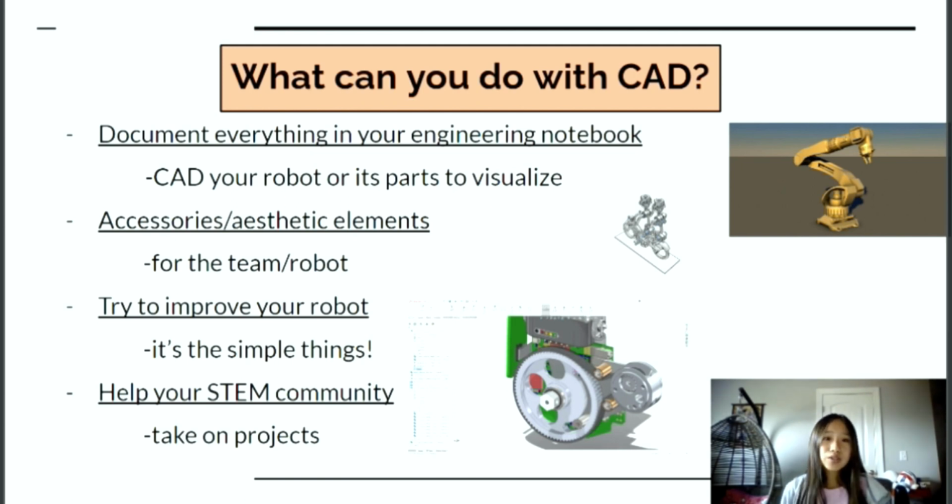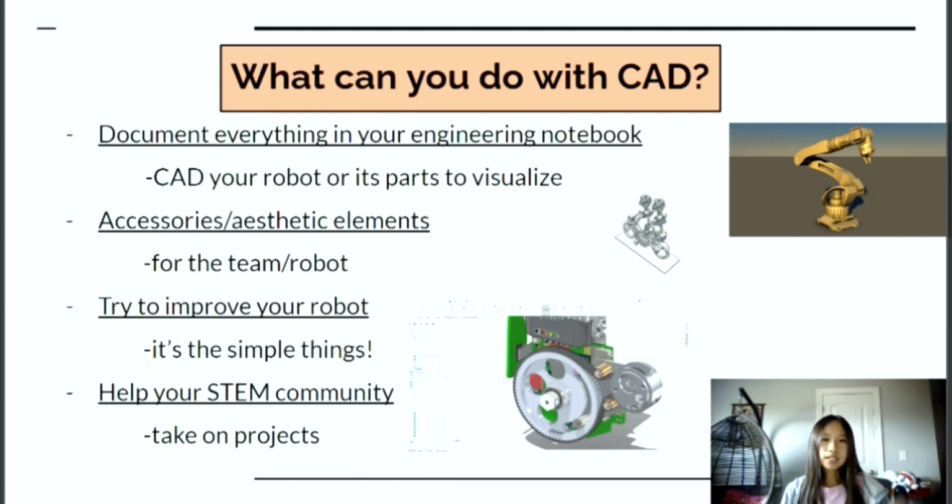Now, another thing you could do is try to improve your robot. This is kind of self-explanatory, but you really just want to take the simple stuff, and if you have any malfunctions with your robot, go ahead and fix it. Go ahead and plan it out with CAD, take it out, and then put it on your robot. If it works, perfect, you're gold.